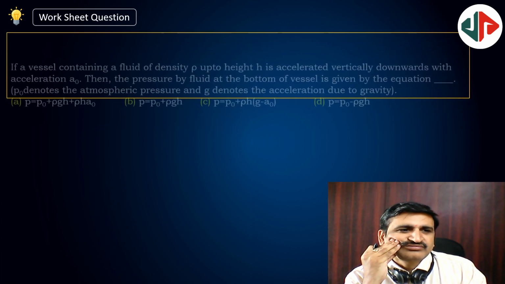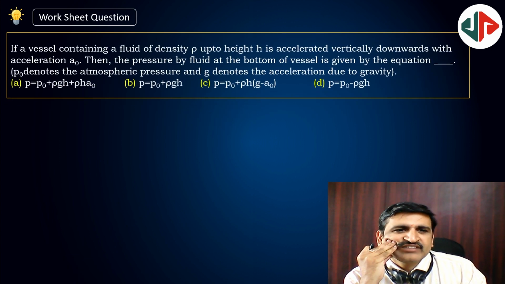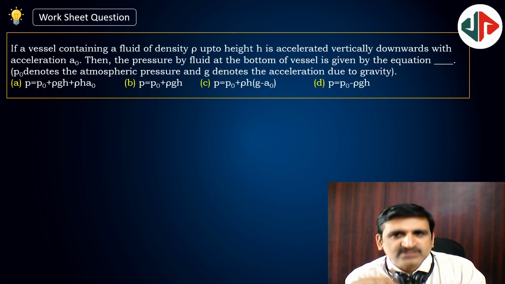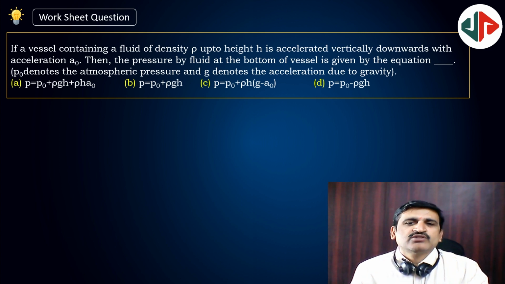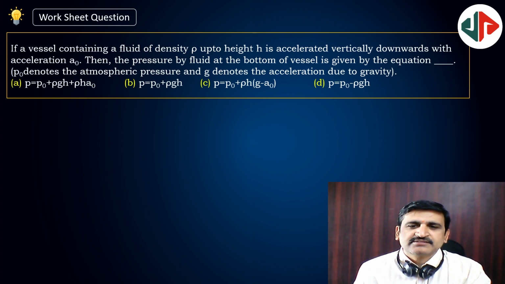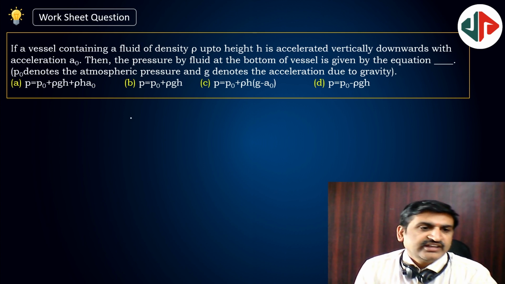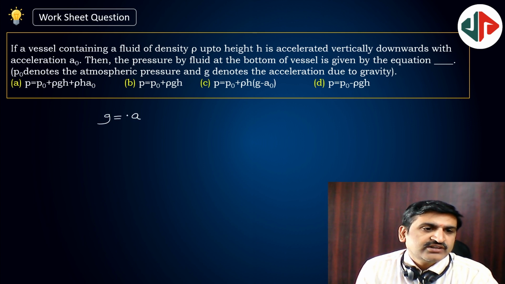Next, if a vessel containing liquid of density rho up to a height h is accelerated vertically downwards with an acceleration a naught, then the pressure of the fluid at the bottom of the vessel is given by the equation. It is accelerated downwards. As per that, you need to take up. So effective acceleration due to gravity will be g effective is equal to g minus a naught, because it's accelerated downwards, isn't it?